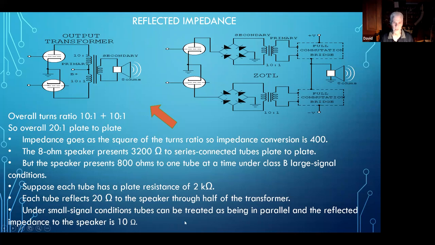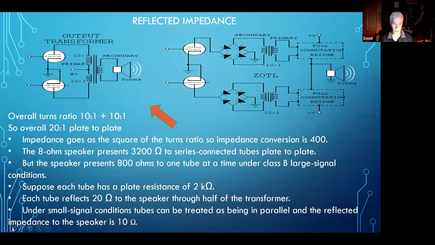But under small signal conditions, both tubes are active. So now these are in parallel: you've got your 20 ohms here and your 20 ohms here, but they really are in parallel for this treatment. So the reflected impedance to the speaker under those circumstances is 10 ohms.